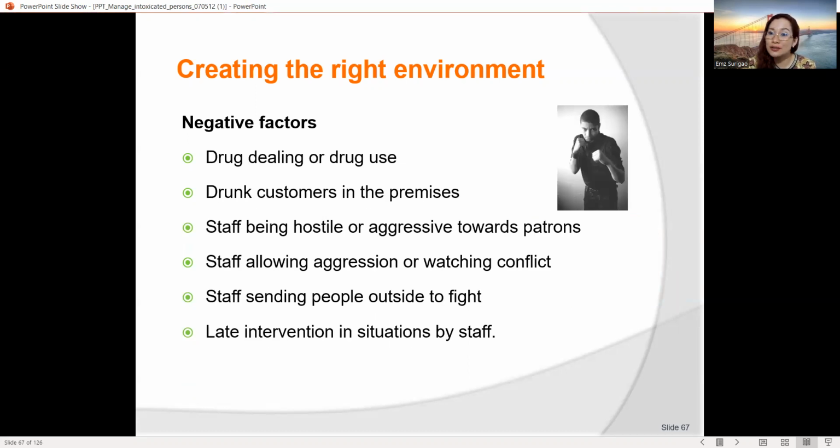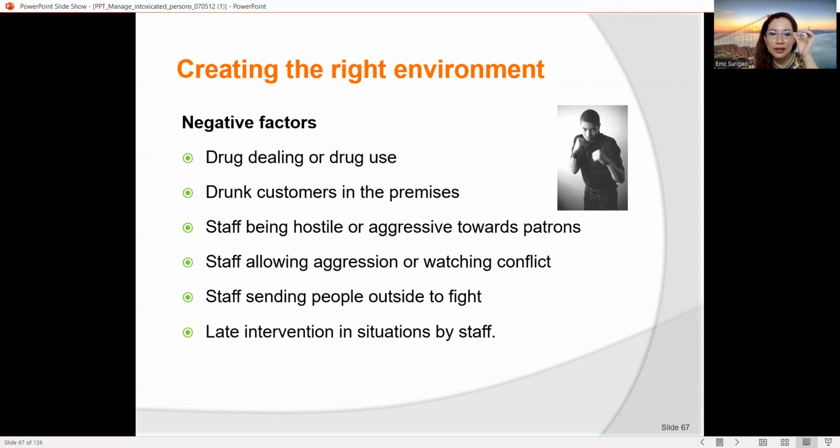Drug dealing or drug use are present in your establishments. Drug customers in the premises. Okay? Staff being hostile or aggressive towards patrons. You need to check your staff, monitor your staff. Staff allowing aggression or watching conflict. Staff sending people outside to fight.